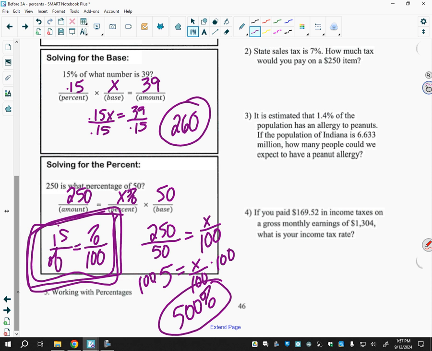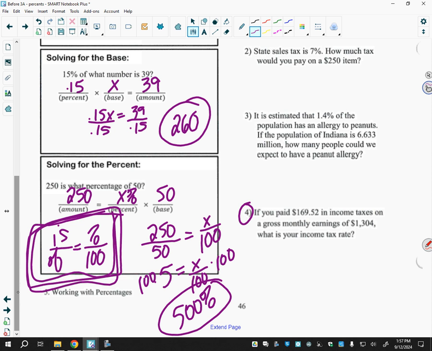Let's look at one of these. Again, let's look at one that is a word problem with percents. So do we want to talk about allergy to peanuts or income taxes? Taxes. Is that what you said? So look at number 4. It says if you paid $169.52 in income taxes on your gross monthly earnings of $1,304, what is your income tax rate?